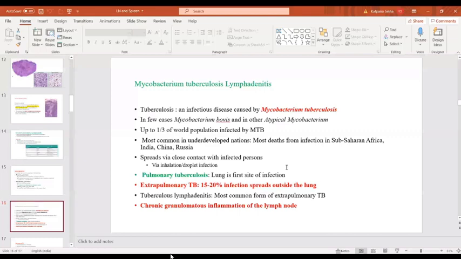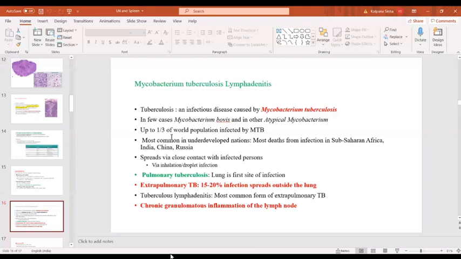Okay. So coming to the most important cause of chronic granulomatous inflammation, Mycobacterium tuberculosis lymphadenitis. Tuberculosis is caused by Mycobacterium tuberculosis. In a few cases, it can be caused by Mycobacterium bovis by drinking infected milk, or can be due to atypical Mycobacterium. One third of the world population is affected by tuberculosis, and it is most common in underdeveloped nations.